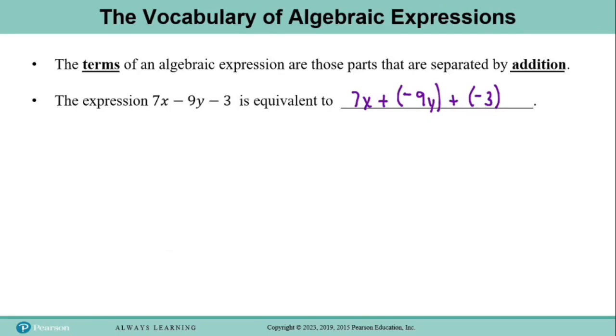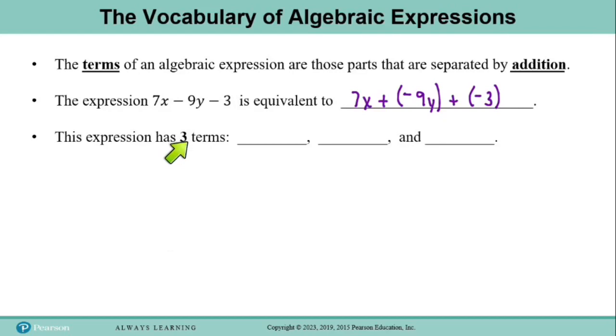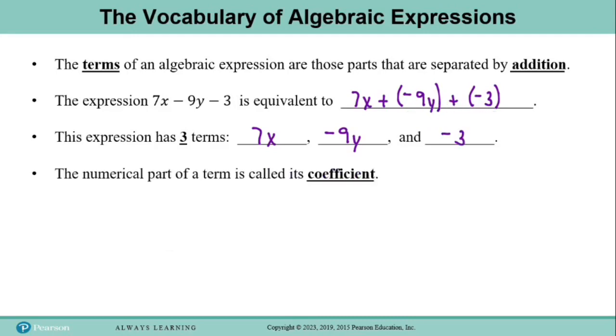When you're determining what the terms are, it's important to do that because terms are separated by addition. So now we can see that this expression has 3 terms, and they would be 7x and negative 9y and negative 3. Now let's talk about the parts of a term.